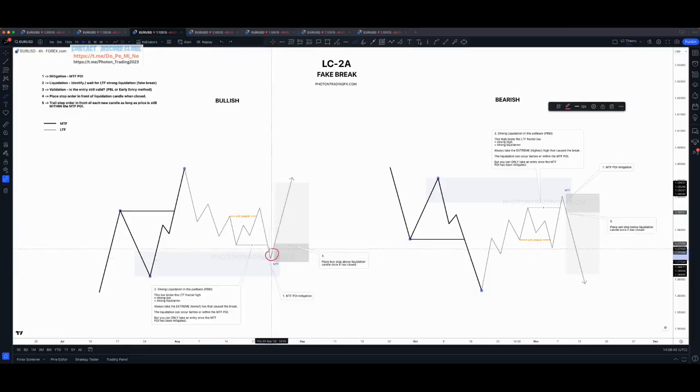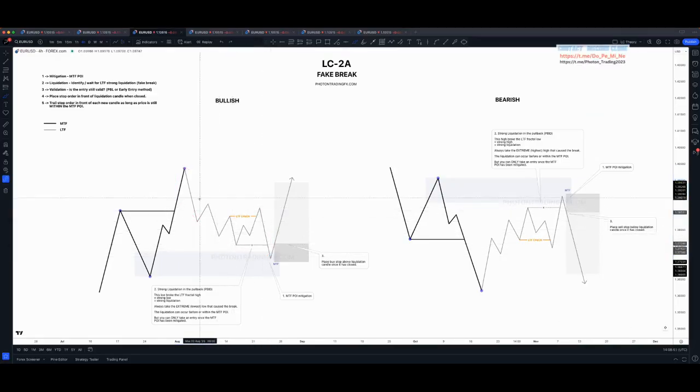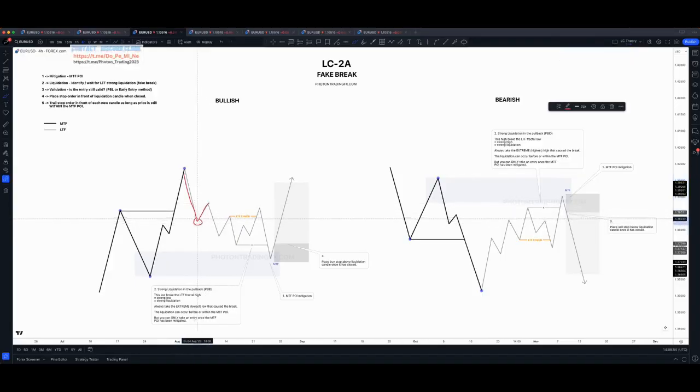So once we have our POI mitigation, we then look in the pullback and we go, has there been a strong liquidation? But what is that? We need to see a low that caused a high that has then been liquidated. So as we can see, price is coming down, okay? Price comes up. This low is not a strong low. Why?